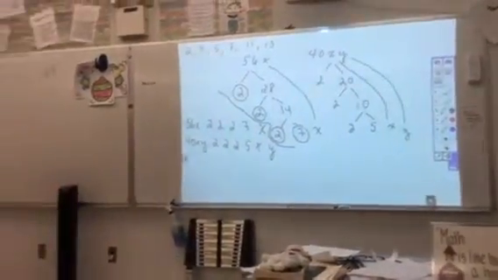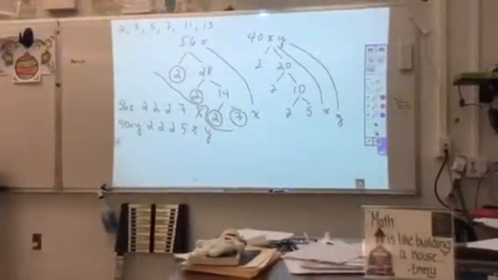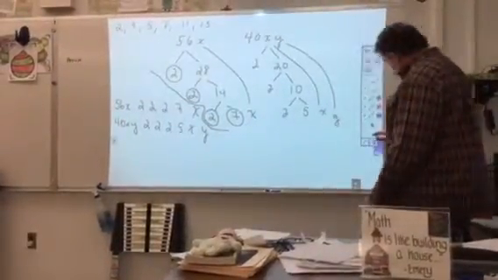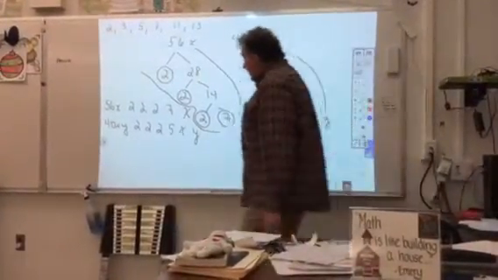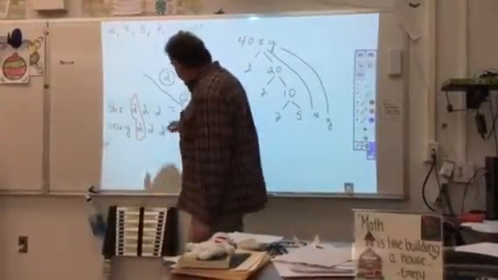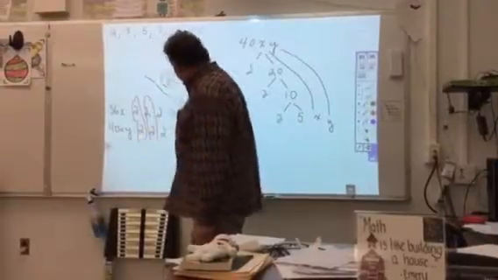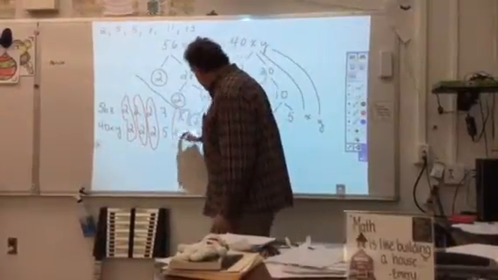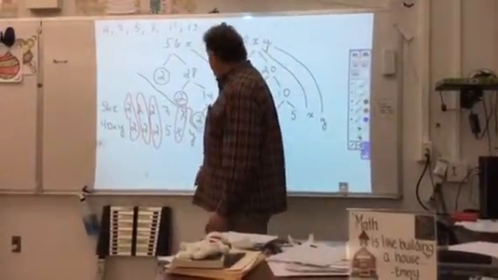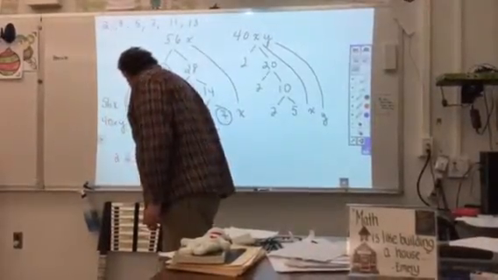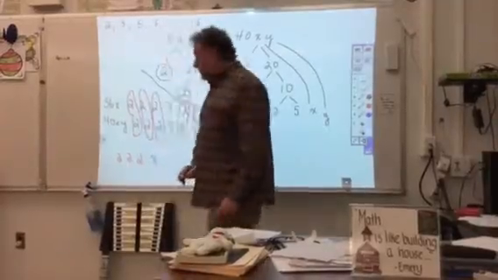Okay, so now once I've done that, what I'm looking for is the common numbers or the common letters, okay? So let's change colors here. We have a 2. We have another 2. And we have another 2. And then we have an x. So the greatest common factor is going to be 2 times 2 times 2 times x.